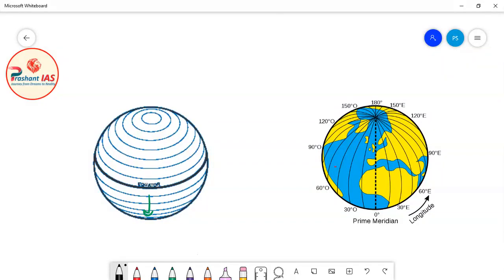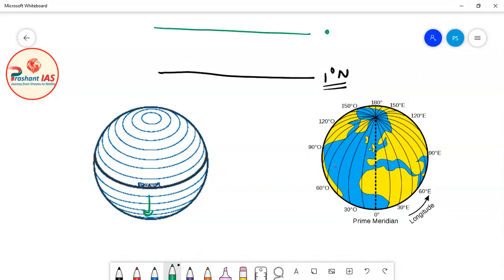Let's suppose friends that this line I am drawing is 1 degree north latitude. Let me draw it more clearly. So let's suppose this line is 1 degree north parallel of latitude, and this green line is, let's suppose, 2 degree north parallel of latitude. You can imagine that somewhere near the equator the 1 degree north parallel of latitude should be there, and similarly somewhere near to it the 2 degree north parallel of latitude should be there.